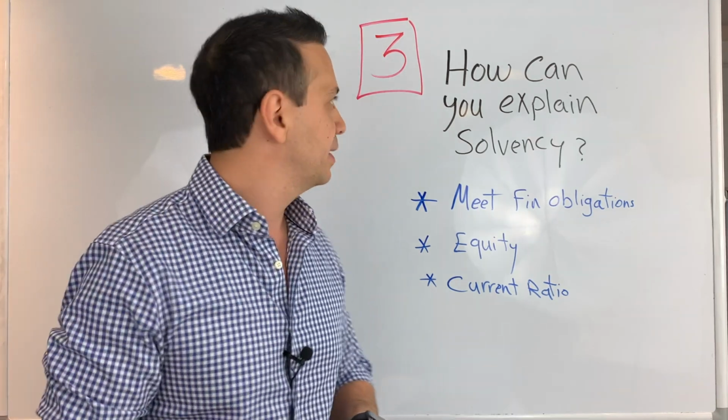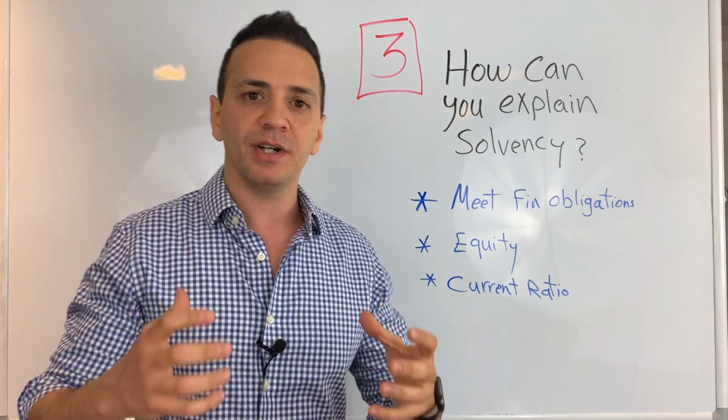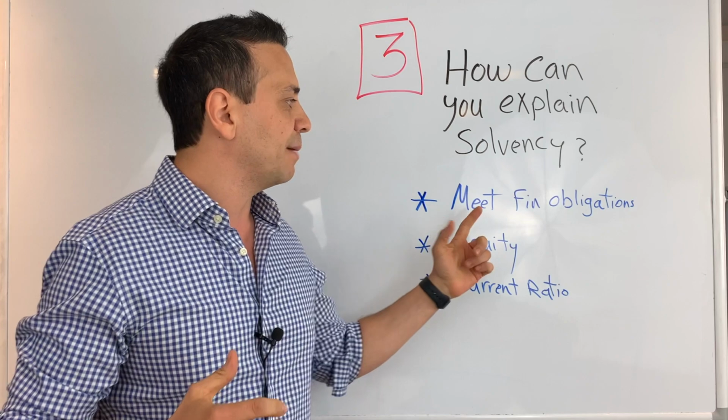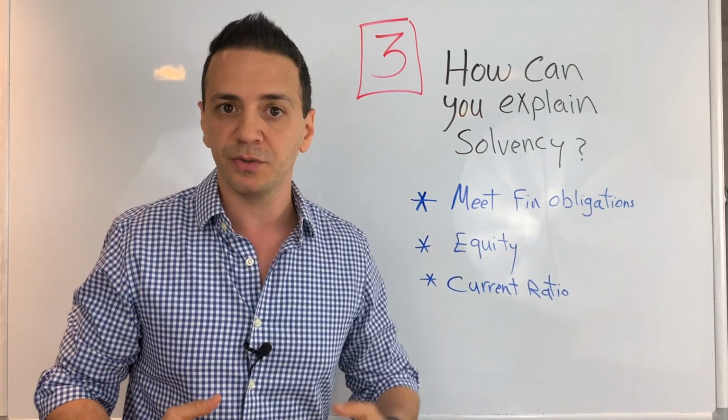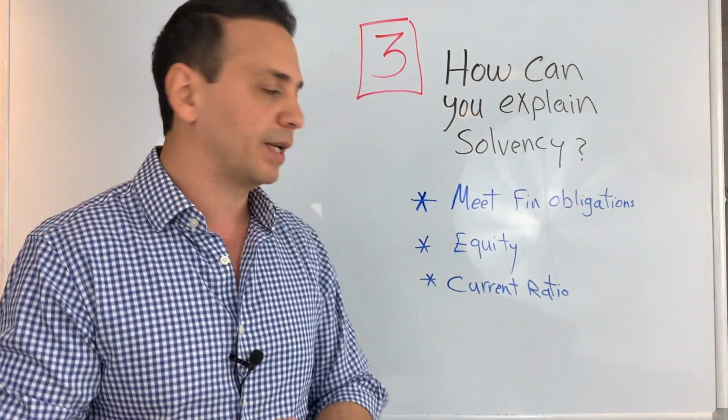All right, question number 3 on my list is, how can you explain solvency? And this is kind of an easy question, but you just have to learn how to articulate it well in an interview, right? So solvency is a company's ability to meet its financial obligations, right? So this is the company's ability to meet its current obligations and long-term obligations as well.